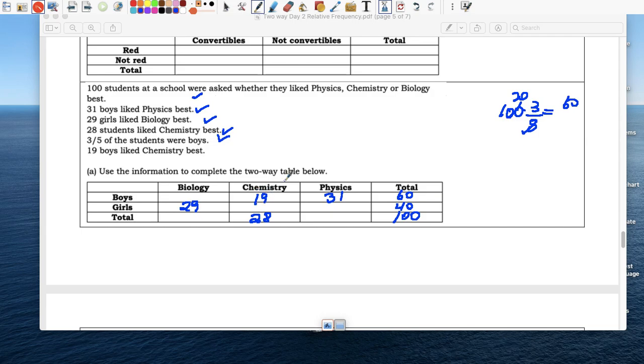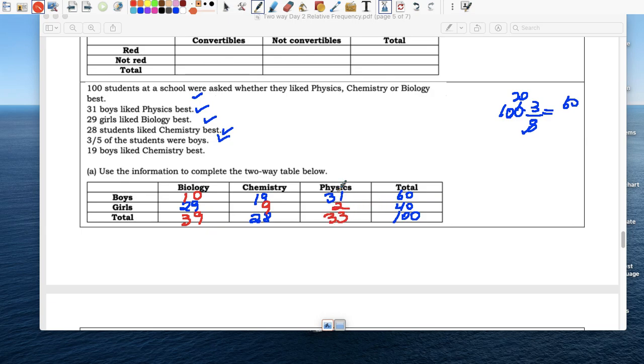All right, so now the rest is relatively simple. Just find the differences. So let's go up and down here. 28 minus 19, we're going to get 9. Then let's go across. So it's 60 minus 19 minus 31, and that's going to give us this number over here, 10. 10 plus 29 is 39. And then 100 minus 39 minus 28 is going to give us 33 over here. And we get a good 2 here.